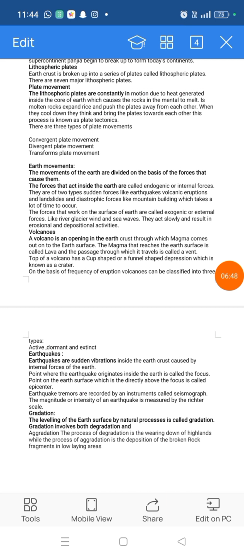So you know, the forces of nature act upon the major landforms and modify them continuously. So differences in their heights are reduced. The earth surface is thus gradually leveled. It means the difference in their height is getting reduced. So what is the definition of gradation? What will you write, what is gradation? So the leveling of the earth surface by natural processes is called gradation.